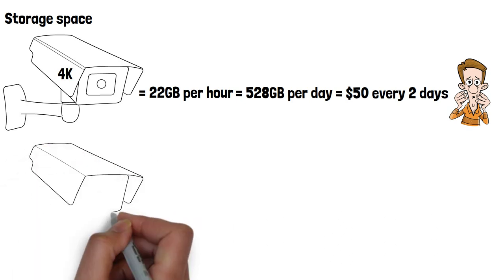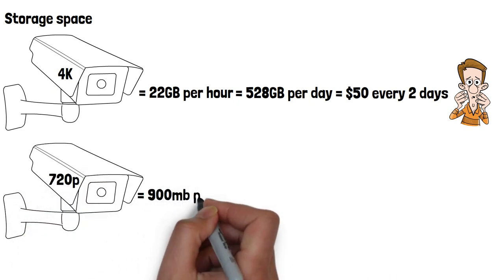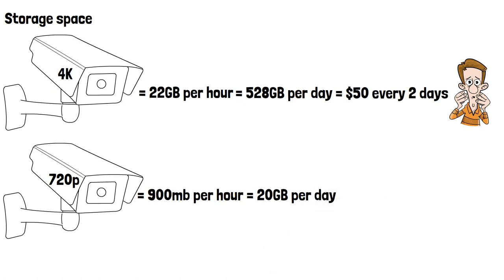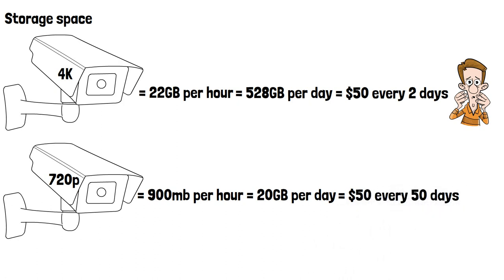However, if the camera is recording at 720p, this will use around 900 megabytes per hour or 20 gig of storage per day. If we're assuming you're paying $50 per 1 terabyte hard drive, this would last you around 50 days compared to the 2 days it would last you if you were using one camera shooting at 4K. You can clearly see why a business might opt for low resolution cameras over a higher quality image.